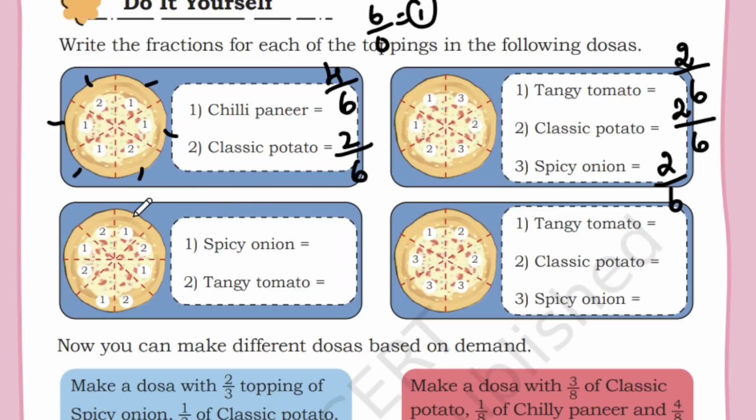How many parts do you have? 1, 2, 3, 4, 4 by 6. And tangy tomato, 1, 2, 3, 4, 4 by 6.